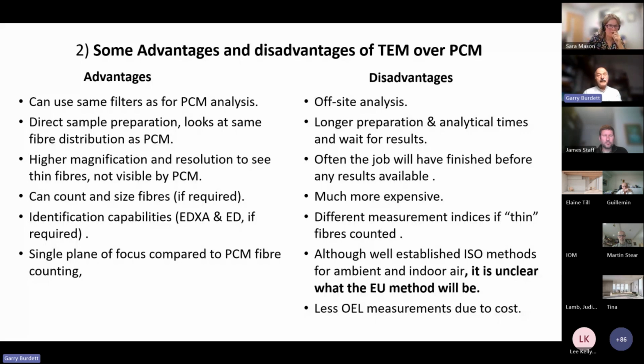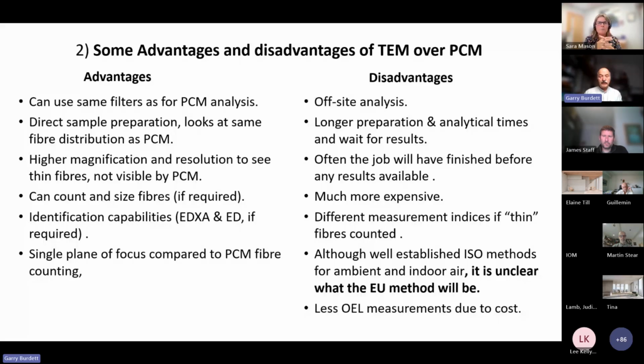So moving on to the second bit, what are the advantages of TEM over PCM? There are some really big advantages. You can use the same filter as for the PCM. It's a direct sample preparation, so it looks at the same field of view, the same things as what the PCM does. It has higher magnification and better visibility, so you can see thinner fibers. You can count and even size the fibers because of the higher magnification, and you've got identification capabilities if you need them. The other thing is there's a single plane of focus, so that saves racking through everything.